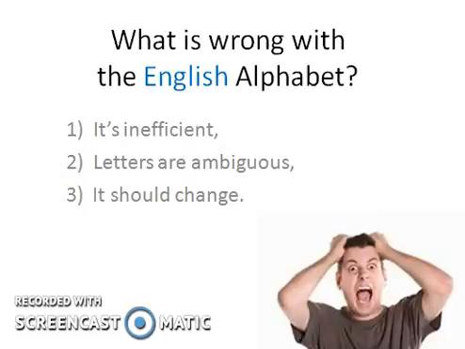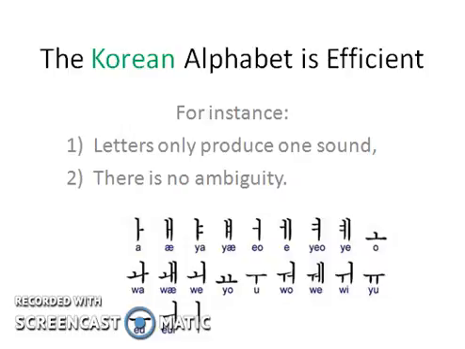It's inefficient. Some letters are ambiguous. It should change. The Korean alphabet, in contrast, is very efficient. For instance, letters only produce one sound. There is no ambiguity. This makes learning it relatively easy.